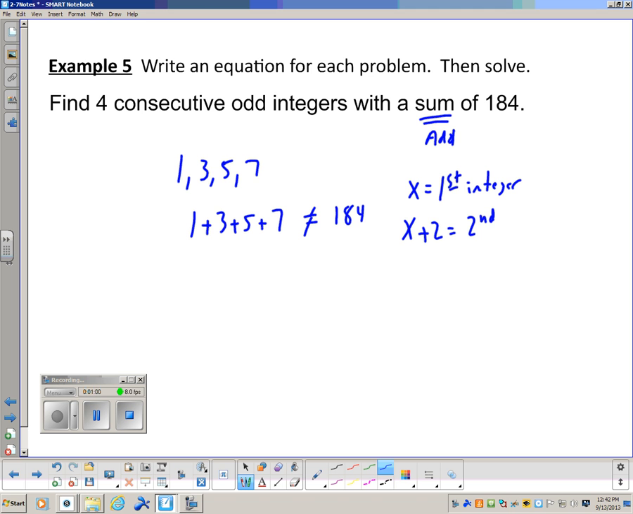That will give me my second integer. And to get from the first integer to the third integer, we have to add 4. And it doesn't matter which ones you choose, it's still going to follow the same pattern. And then to get from the first one here to the fourth one here, we have to add 6.